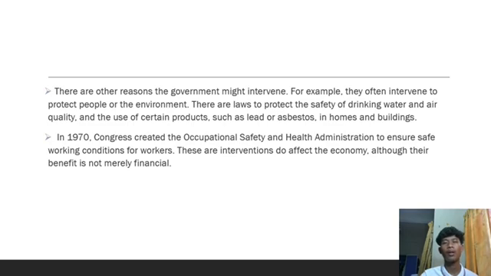For example, they often intervene to protect people or the environment. There are laws to protect the safety of drinking water and air quality, and to ban products such as lead or asbestos in homes and buildings. In 1970, Congress created the Occupational Safety and Health Administration to ensure safe working conditions for workers. These interventions do affect the economy, although their benefit is not merely financial.